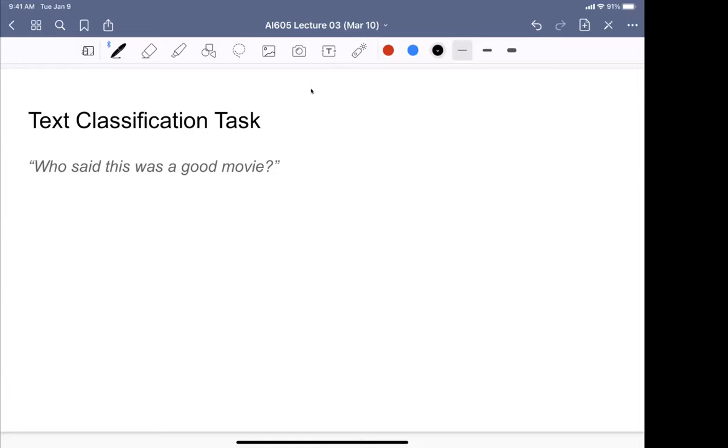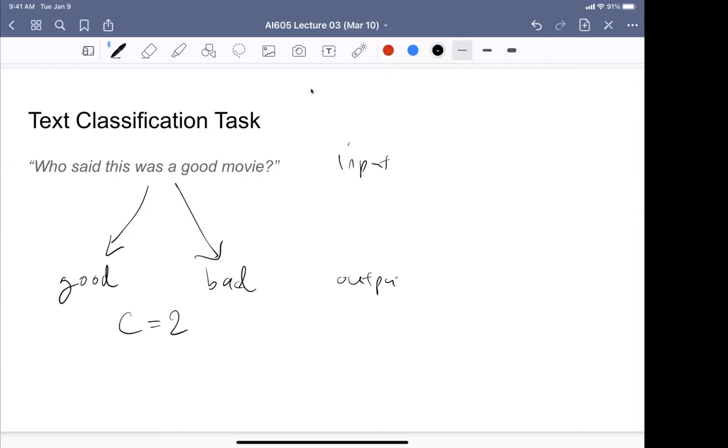But the task itself will be quite similar too. In this case, we're trying to classify this text into two classes, either good review or bad review. So here, of course, the number of classes, I'll just put that as C, will be 2. In image classification, this C was 10, by the way, right? In MNIST. So then how can we do this? So here are the input side and output side. If you look at each individually, the output side is fine.